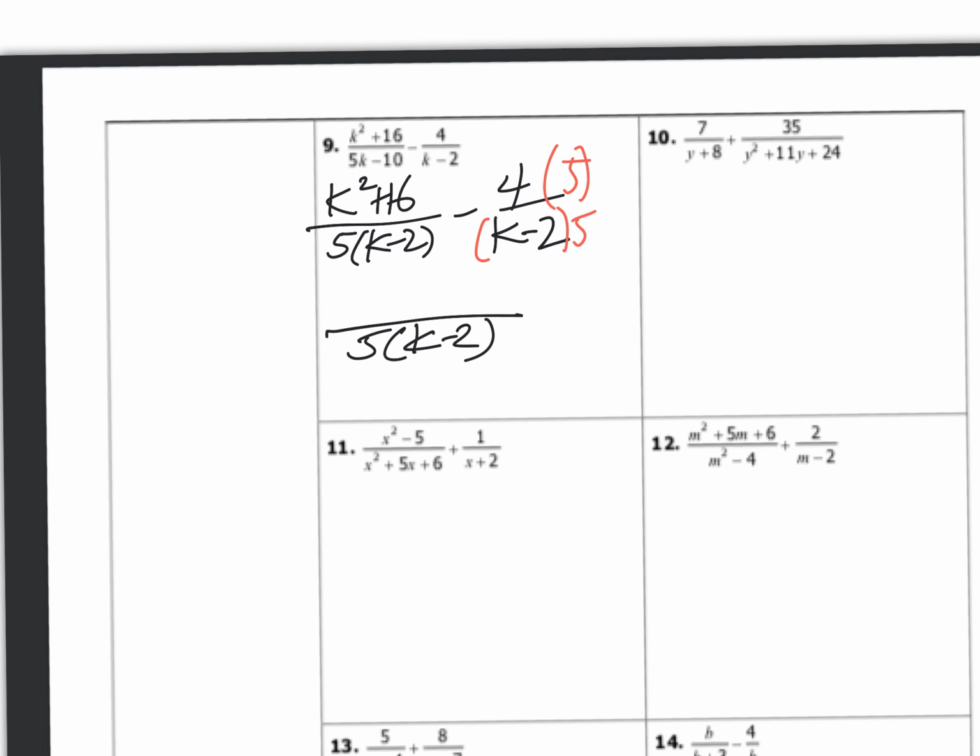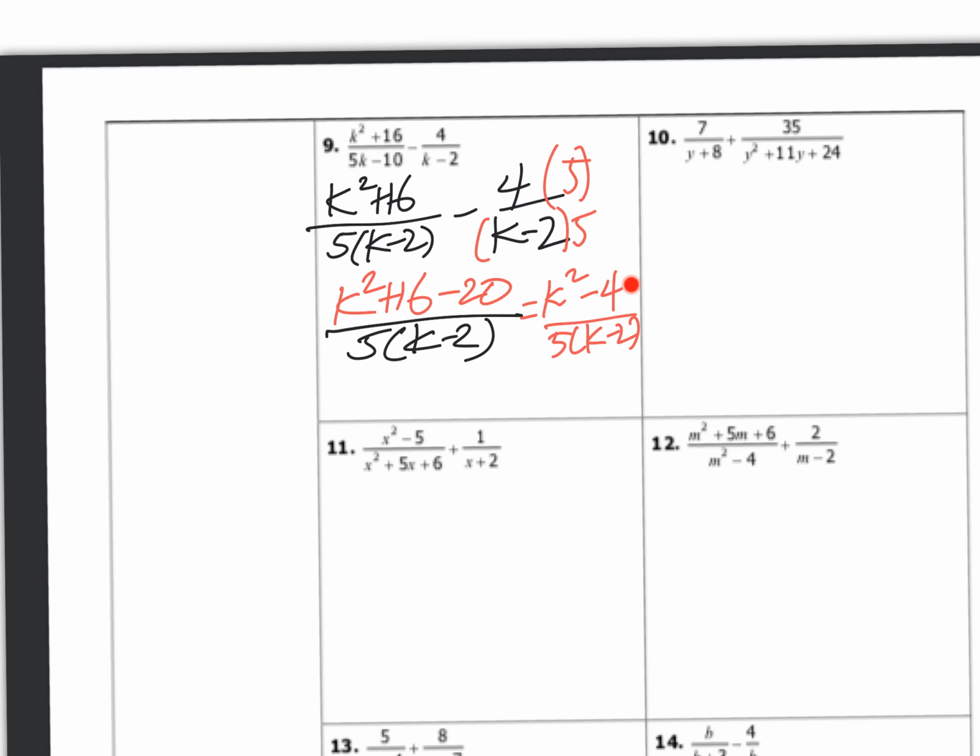I'm just going to go ahead and do the problem without as much talking. So then we get k squared plus 16 minus 20. Simplify, we get k squared minus 4 all over 5 times k minus 2. If you stopped here, something is wrong. You can simplify more. Why can you simplify more?